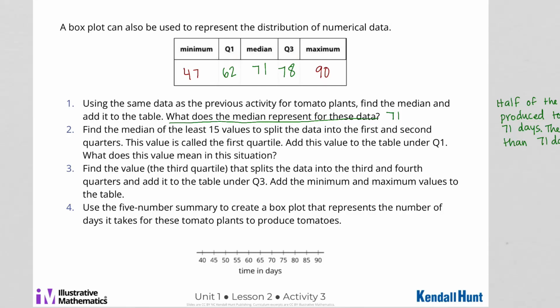Okay, for our Q1, we have 62. So that means that 1/4, 25% of the plants, took at least 62 days to produce tomatoes.